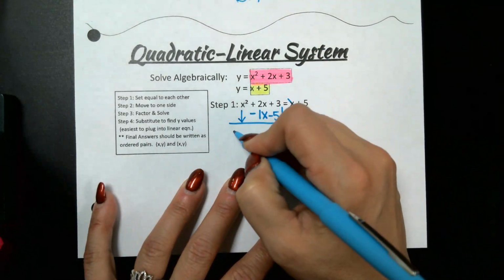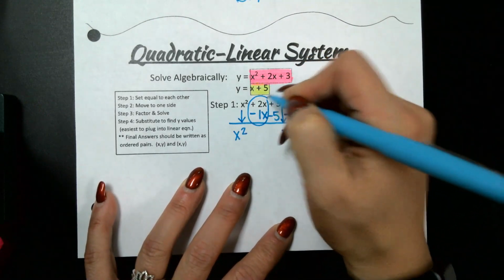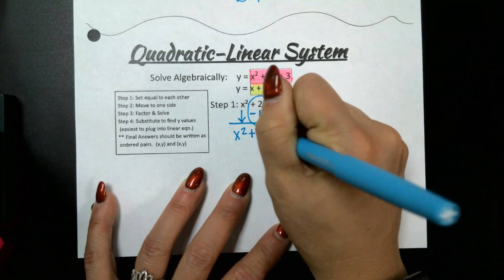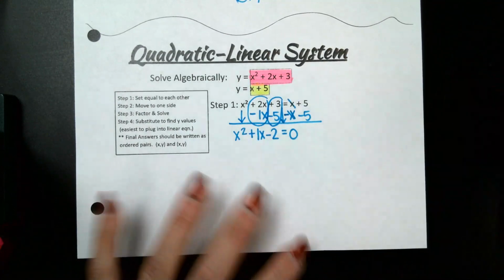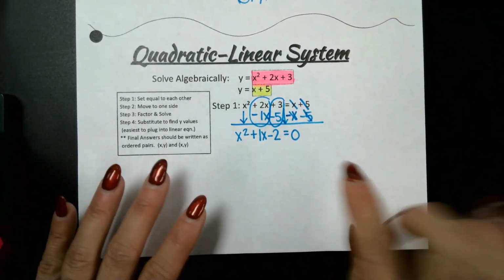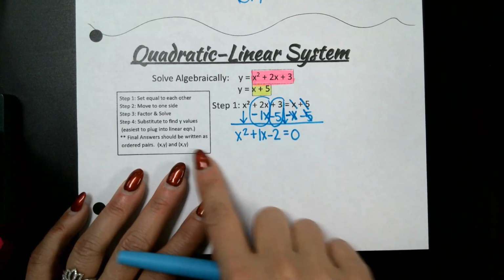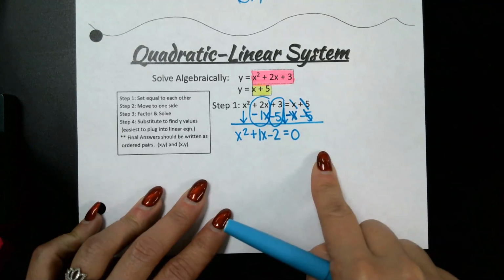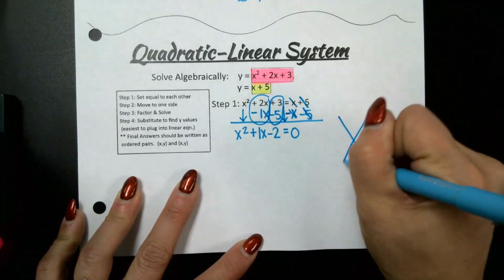x squared comes down because it had nothing to pair up with. 2x minus 1x is a plus 1x. And what's 3 minus 5? Minus 2 equals 0. Now we have a really nice trinomial, just 3 terms, quadratic. They don't have anything in common. So we are going to use our asterisk.